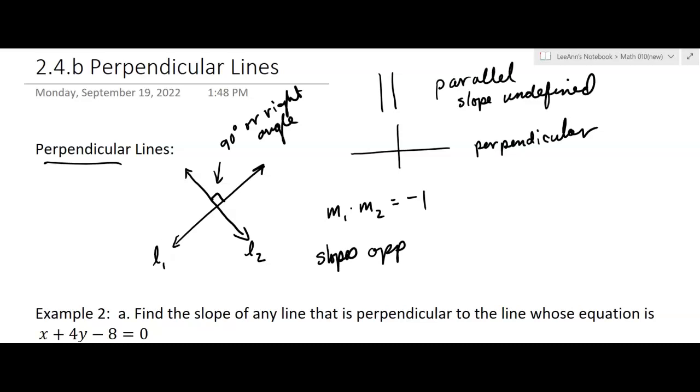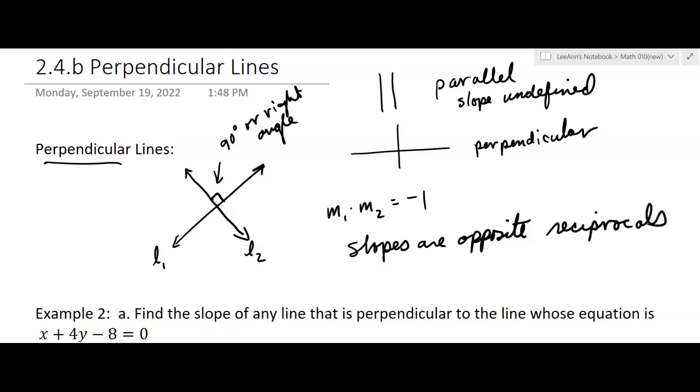well, let me rewrite this. Their slopes are opposite reciprocals. So if you have a slope of 3 for your first line, then the perpendicular line, that's the symbol for perpendicularity, the perpendicular line would be -1/3. So one's got to be positive and one's got to be negative, unless it's this case here where you have a zero slope and an undefined slope.